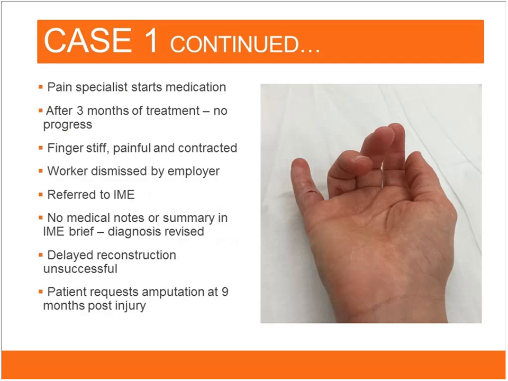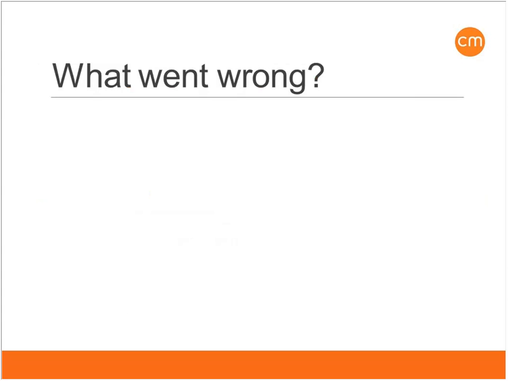The employer was upset with the situation and dismissed him. He was referred to an independent examination by WorkCover. The independent examination found there was no notes, no summary, no diagnosis. A delayed reconstruction was unsuccessful, and he had his finger amputated at 9 months post-injury. So the question is, what went wrong? And it sounds far-fetched, but this is a real case.